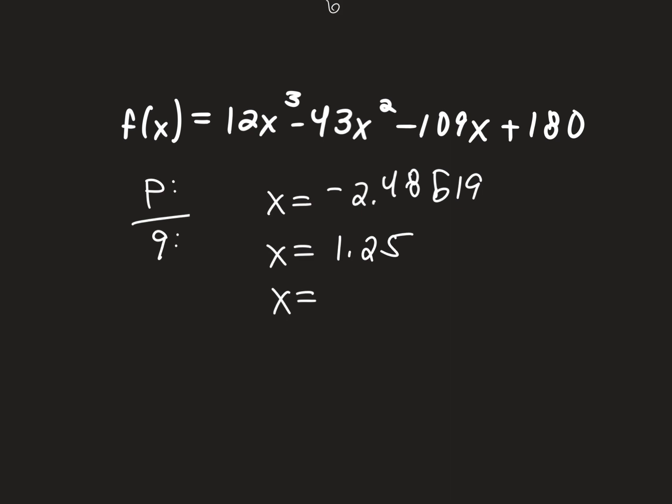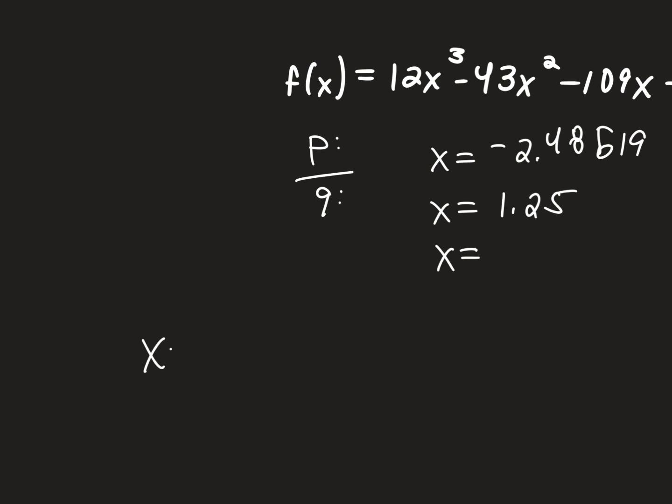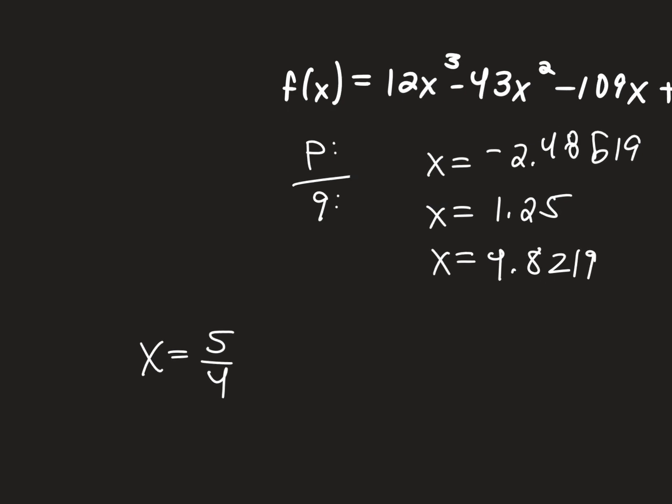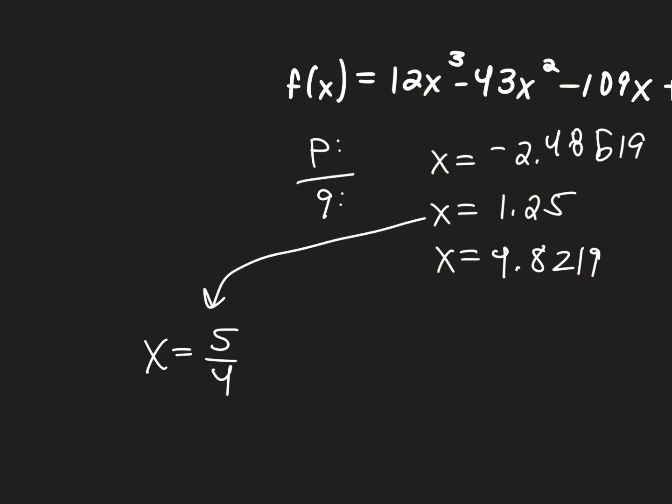It's 5/4. I'm just going to go ahead over here and say, okay, I know one of my zeros is x equals 5/4. If you want to find that third 0, go ahead. Did anybody find it? 4.82 something? 8219. Okay, why is that important? Well, let me show you in a second here. So right here, x equals 5/4 is the same as 1.25.